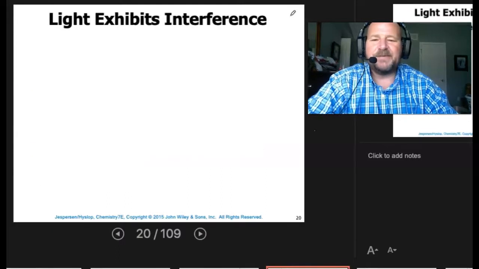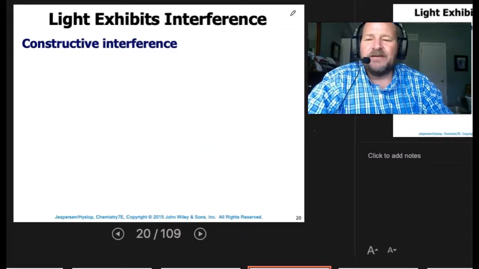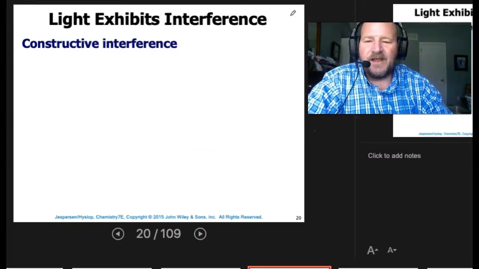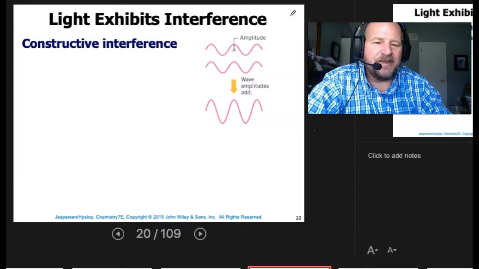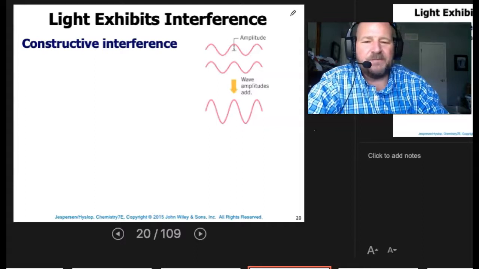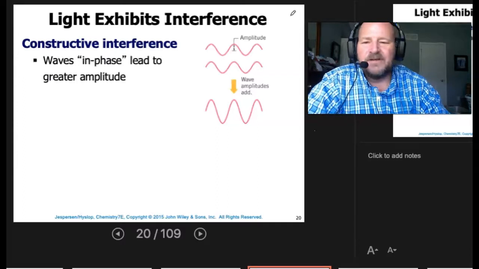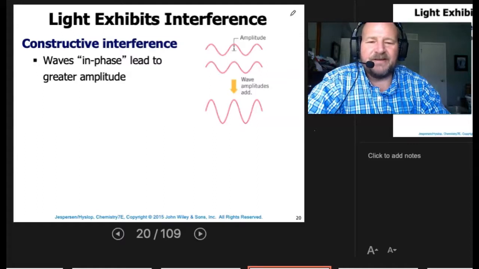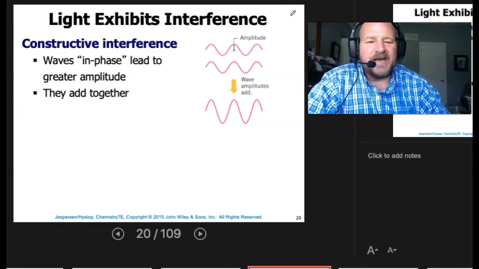All right, so light exhibits interference. So now let's go back and look at our light. If you're not aware, light can have constructive interference. In other words, if I take a couple of different waves and I line them up and they are the same, their amplitude will add together. So the waves that are in phase lead to a greater amplitude. And again, I know some of you are electrical engineers and you may have already studied more about this than what I know. They simply add together, right?